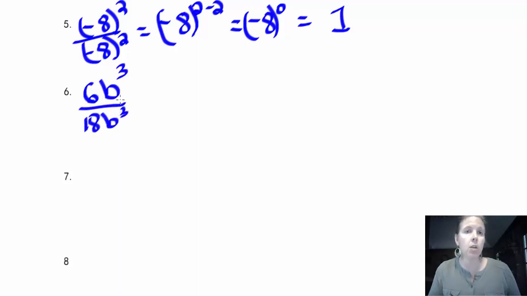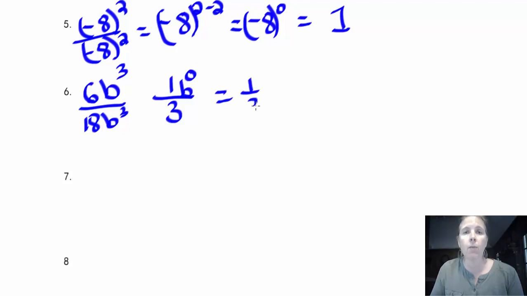Okay, so moving on, 6b cubed over 18b cubed. You can just look at this and know right away this is going to cancel. Or if you want to reduce the fraction to 1/3 and know this is going to be b to the 0, which is just 1, you can make it 1/3. You do not have to write all this out. You could just say, I know this is going to cancel, so I'm going to cancel b cubed over b cubed. I'm left with 6/18, which is 1/3. That's fine. I'm just giving you some longer explanations.